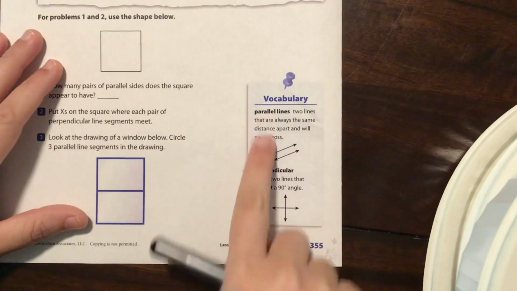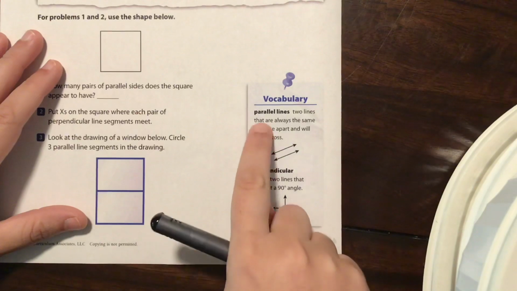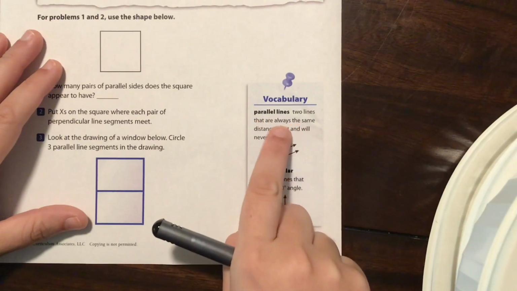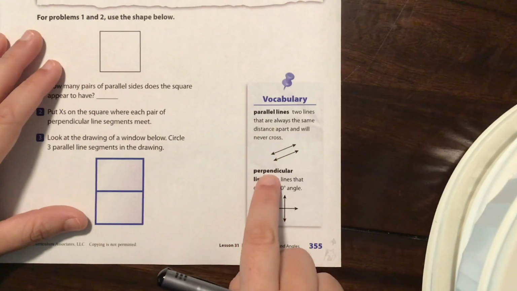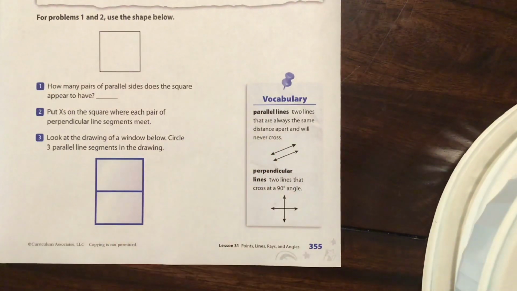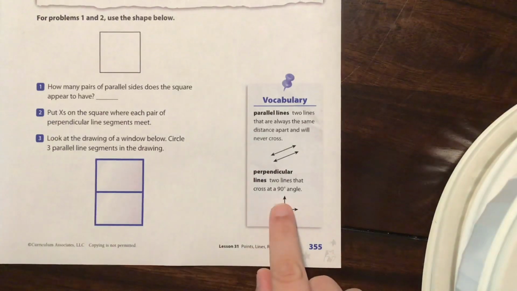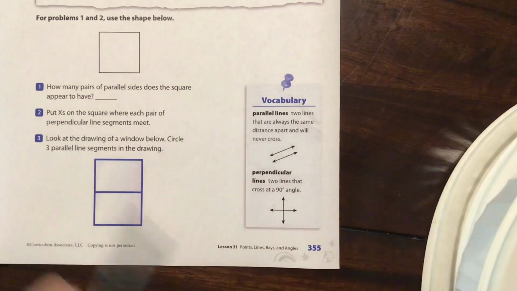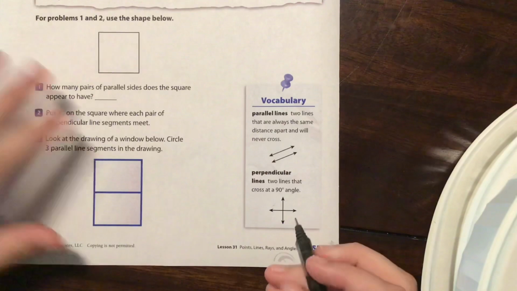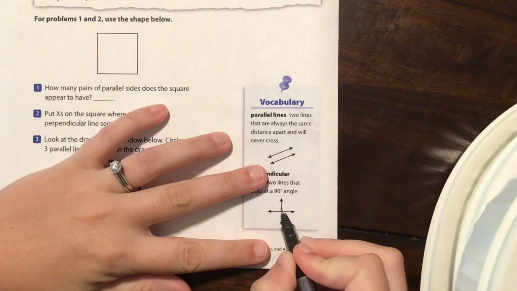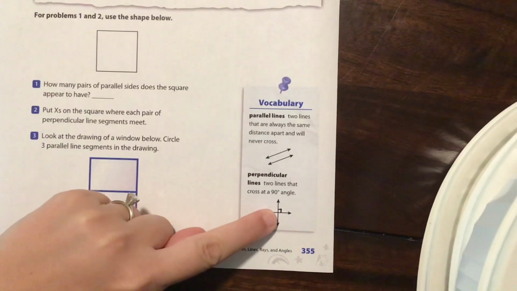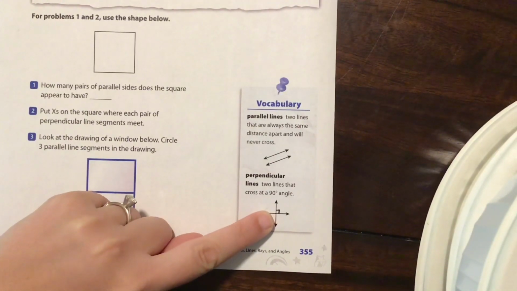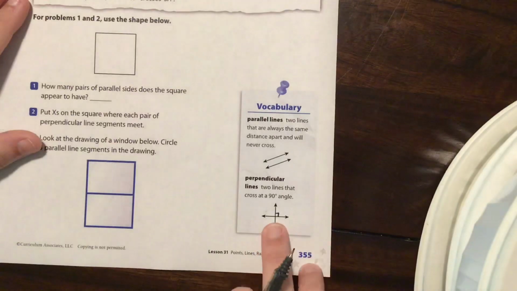So we've got parallel lines and perpendicular lines. Parallel lines are two lines that are always the same distance apart and will never cross. And here's an example of those. Perpendicular lines are two lines that cross at a 90-degree angle, and here's an example of those. A 90-degree angle is like this meeting point here, where it looks like a perfect straight corner. Or we also call that a right angle.